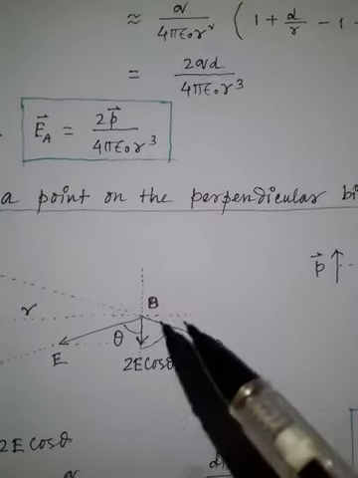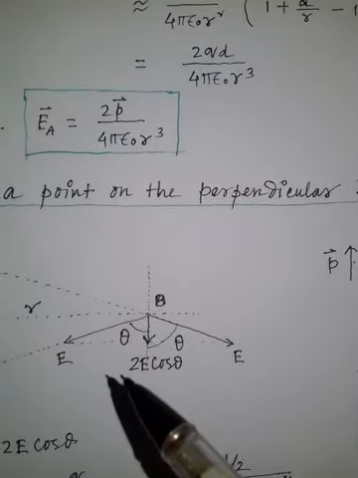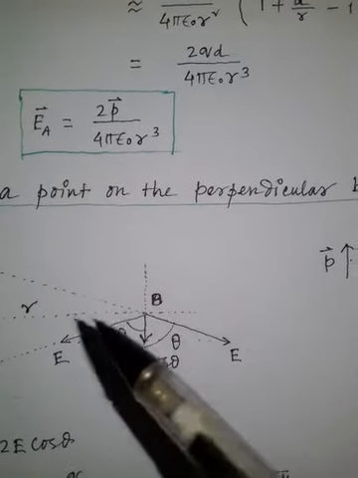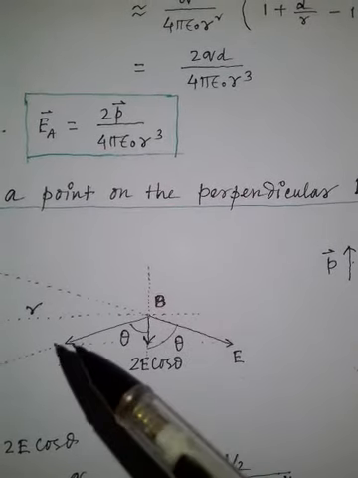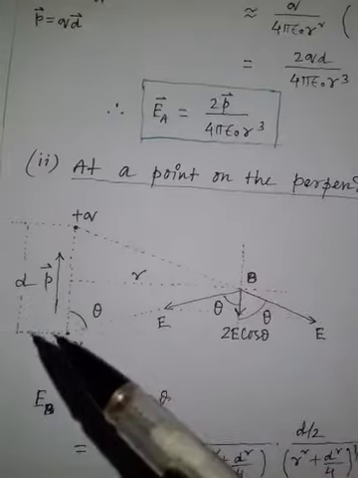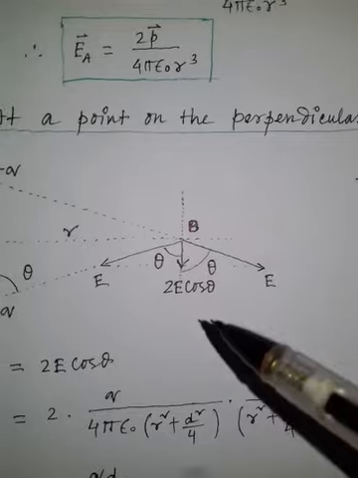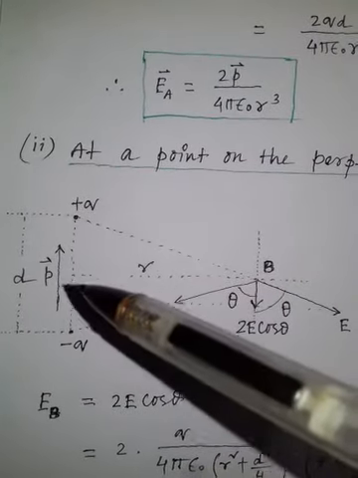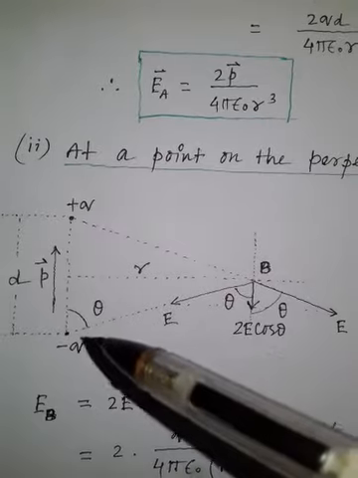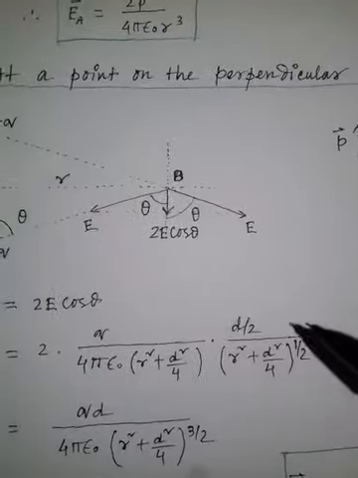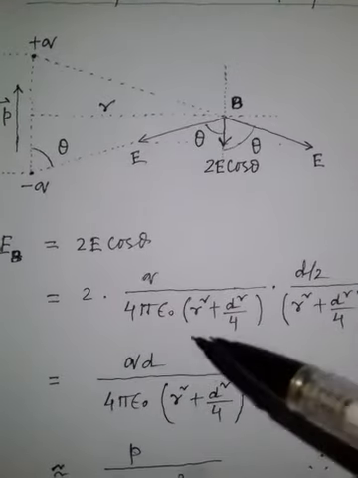So we have the resultant field at B as 2E cos theta, as the E sin theta terms for this along this direction and for this E along this direction cancel out. So the total resultant field at B due to this dipole would be 2E cos theta. This term is E and this term is cos theta. Look at the figure. This angle is theta, so cos theta is equal to d by 2 divided by this distance, which is equal to r square plus d square by 4 to the power half. So ultimately we get this term.